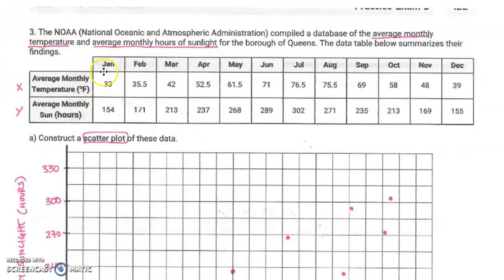In this scatter plot, it talks about the average monthly temperature in Queens and the average monthly sun hours in Queens. This is actually real data from the NOAA. I looked it up myself. Anyway, for example, in March, the average temperature is 42 degrees, which seems pretty cold, but as you can see, it's getting warmer and warmer and warmer, and then it goes back down.